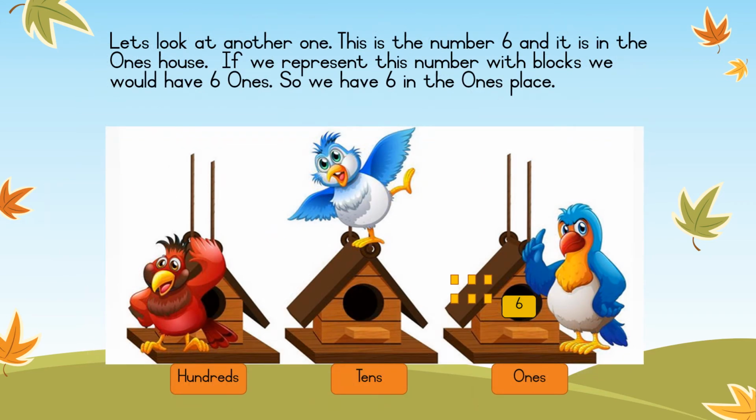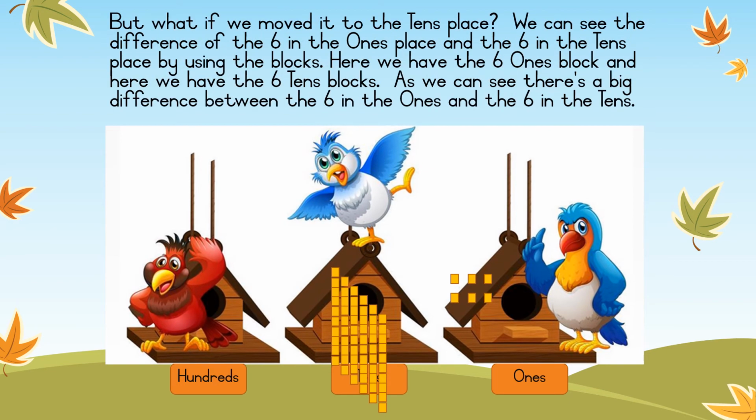Let's look at another one. This is the number 6, and it is in the ones house. If we represent this number with blocks, we would have 6 ones. So we have 6 in the ones place. But what if we move it to the tens place?